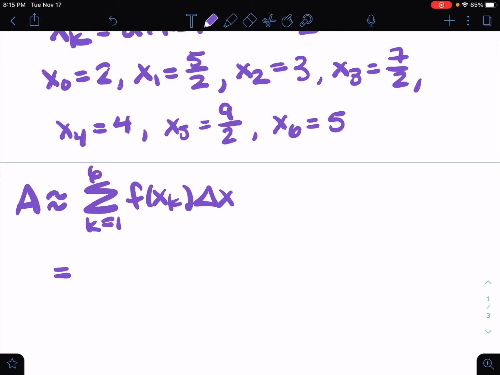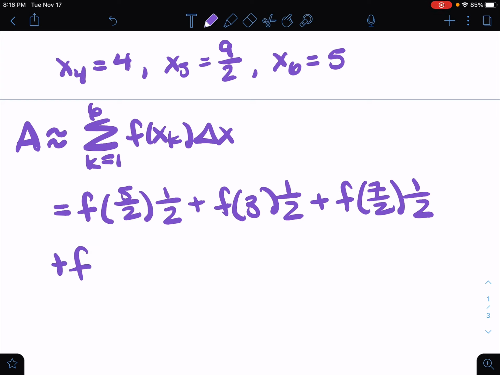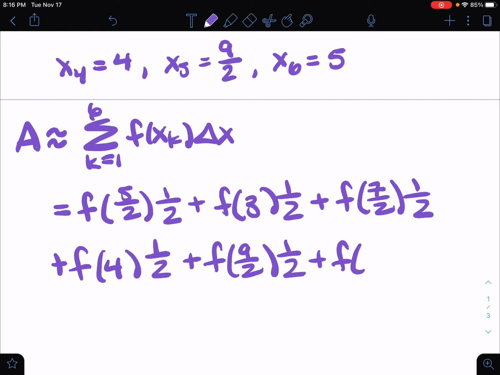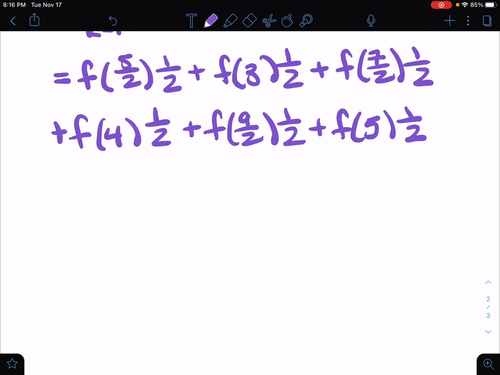So for us, that is f of 5/2 times 1/2 plus f of 3 times 1/2 plus f of 7/2 times 1/2 plus f of 4 times 1/2 plus f of 9/2 times 1/2 plus f of 5 times 1/2. We could factor the 1/2 out of this if we prefer. That's just fine. We can do that. But there it is.